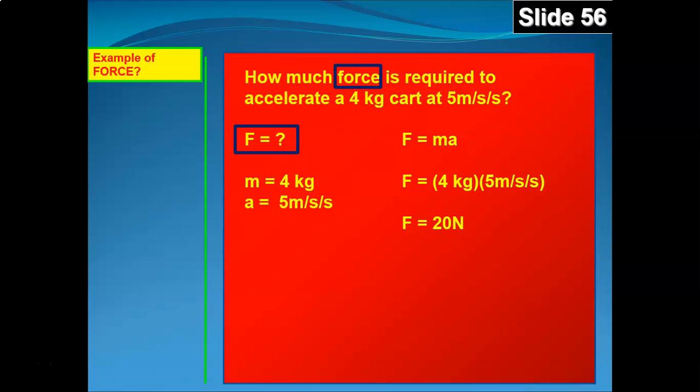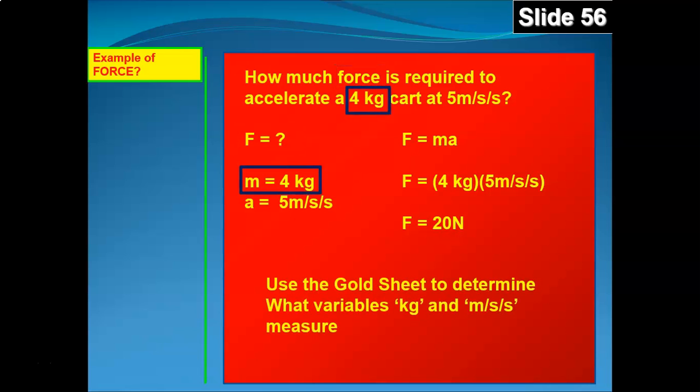Next, step 2 is to identify what the question gives you to work with. So the next thing you see is 4 kg. So you use your gold sheet to determine what the variables kg and m over s squared measure. So kg, if you look at your gold sheet, you'll find it, and it measures mass. So m equals 4 kg, mass equals 4 kilograms. Similarly for the next one, acceleration, 5 m over s squared, go to your gold sheet if you don't know what m over s squared is a measure of, and you'll see that it measures acceleration. So acceleration equals 5 meters per second per second. Now you have all of your variables.